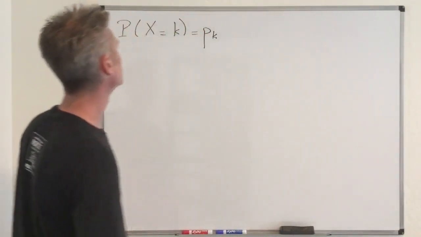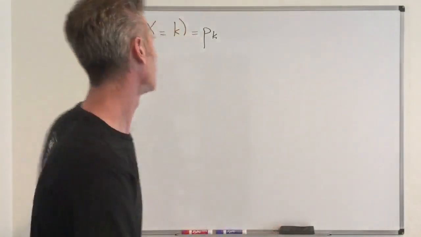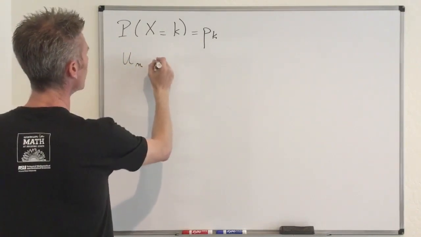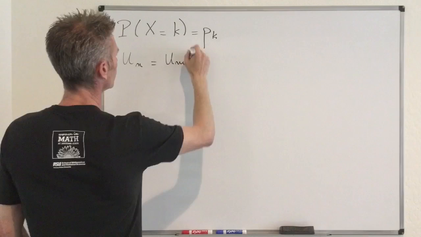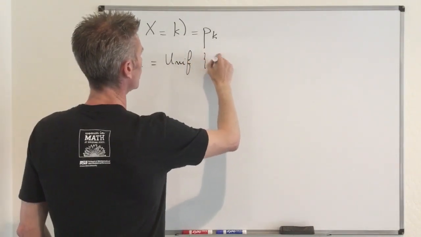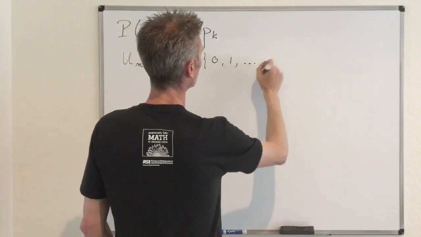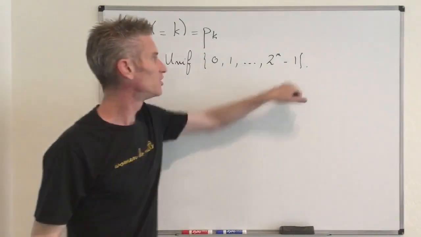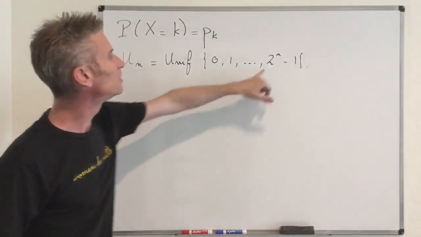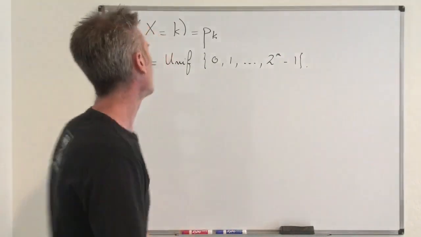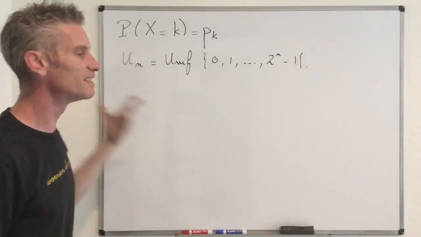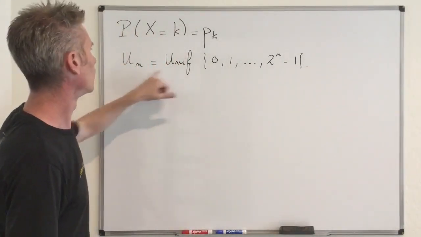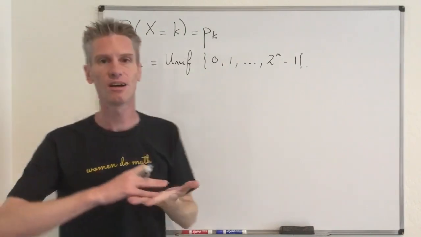So the starting point is to say that the only thing the computer knows how to generate is something that I'm going to call un, and un is basically a uniform random variable on the set 0, 1, and so on up to 2 to the power n minus 1. So the range here is 2 to the power n. Typically, this 2 to the power n is very large, and to get this, at least in C, you use the command rand.